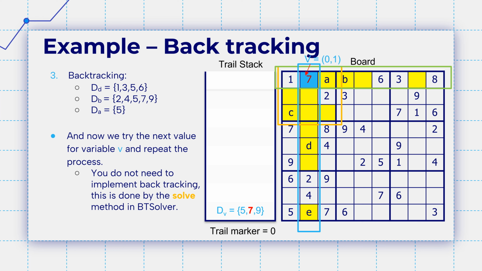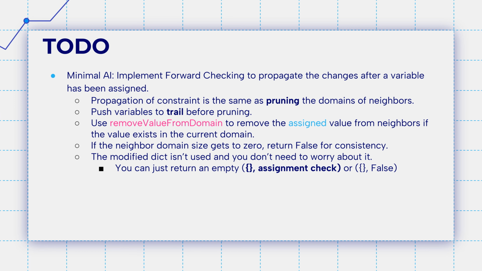All you need to do is to make sure that you push any variable into the trail before you make a change. So for the minimal AI project, implementing the forward checking is the same as pruning the domains of neighbors. Make sure to push every variable to trail before you prune it. Use the remove value from domain function to remove the assigned value from the neighbors if the value is already in their domain. If the neighbor's domain size gets to 0, return false. Unfortunately, the modified dictionary isn't used, so you don't have to worry about it. Just make sure that you return the correct assignment check or false as the second part of the return value.